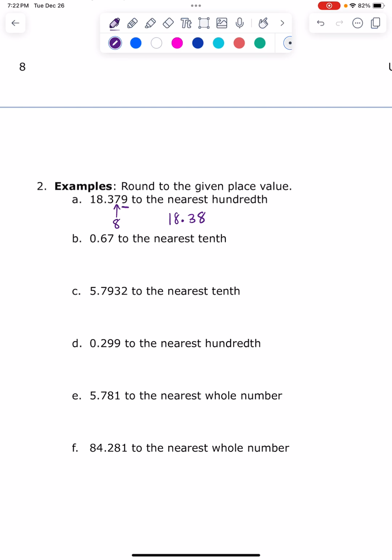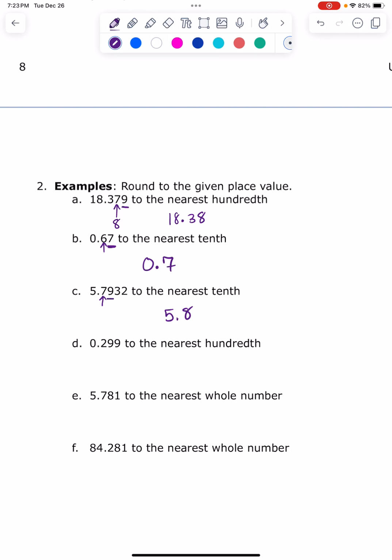0.67 to the nearest tenth. The tenths place is here. The number to the right of it is the 7. Is 7 greater than or equal to 5? Yes. So that's going to become 0.7. 5.7932 to the nearest tenth. So the tenths place is that 7. 9 is greater than or equal to 5, so this will become 5.8. Drop all the other values.